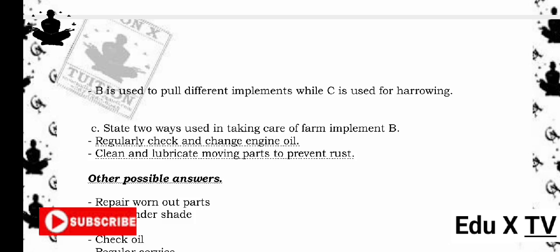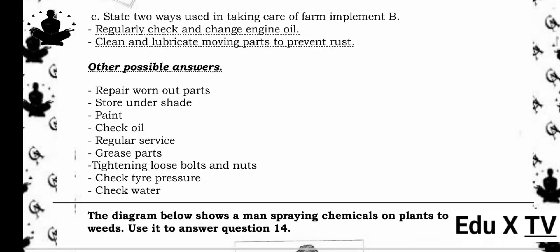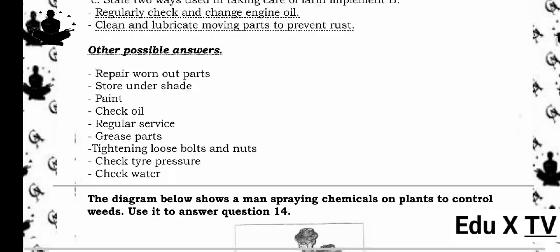C. State 2 ways used in taking care of farm implement B. Regularly check and change engine oil. Clean and lubricate moving parts to prevent rust. Other possible answers: repair worn out parts. Store under shade. Paint. Check oil. Regular service. Grease parts. Tightening loose bolts and nuts. Check tire pressure. Check water.